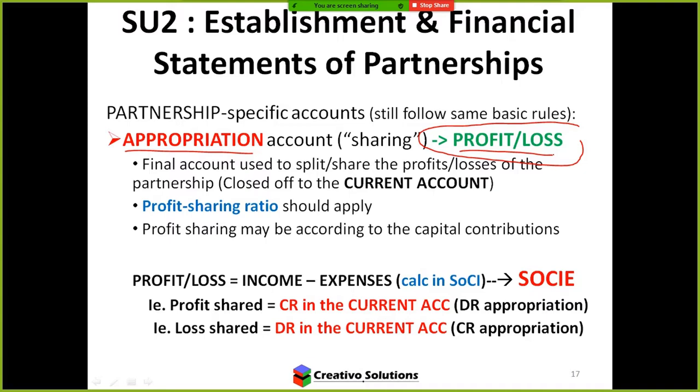In a partnership, the appropriation account is going to split the profit or the loss between the two different partners. What account will the appropriation account affect? It will affect the current account, not the capital, because it's day-to-day operations. Any amount that is attributable to the partner will be attributable to their current account. It will affect their current account either positively or negatively.